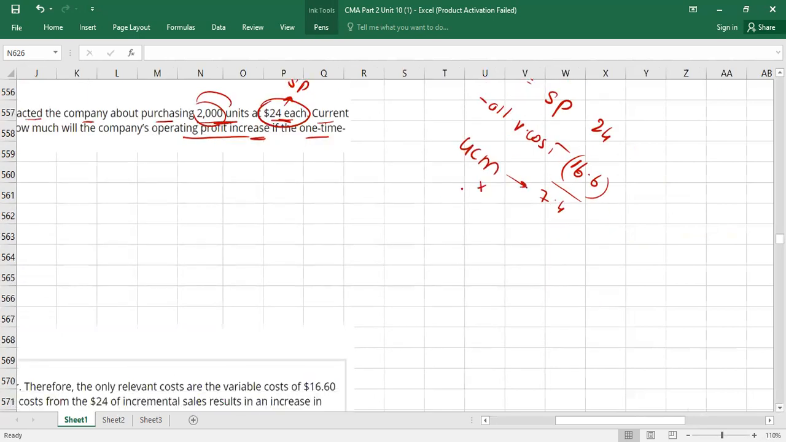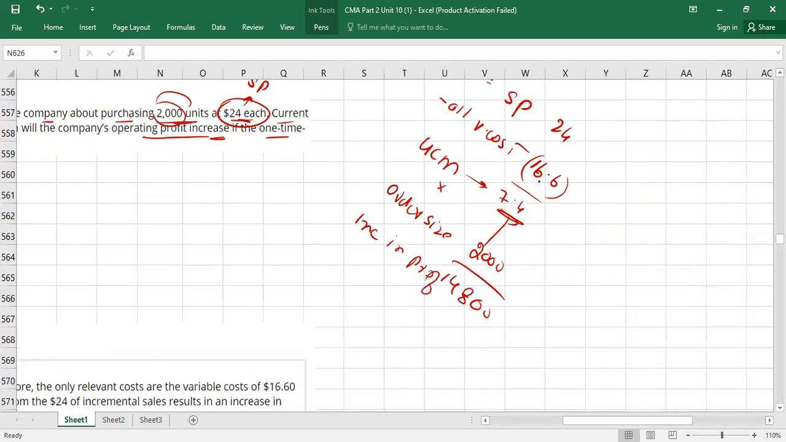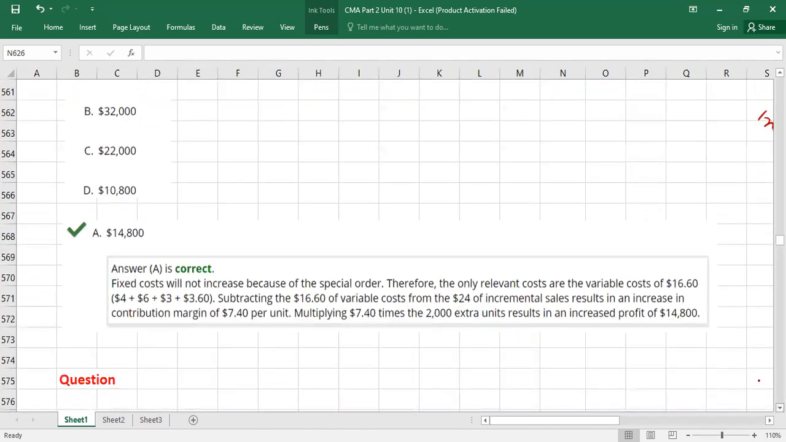Now simply multiply this unit contribution margin by the order size. You are manufacturing 2,000 units for this order. So if each unit gives you profit of 7.4 and you manufacture 2,000 units, the total will be 7.4 multiplied by 2,000. Your profit will increase by 14,800. Please don't take fixed cost here. So the increase in profit is 14,800. If it's asking in total, the answer is 14,800, but if it's asking per unit, obviously it is 7.4, because it's a contribution. Here it is asking in total, so the answer is 14,800.